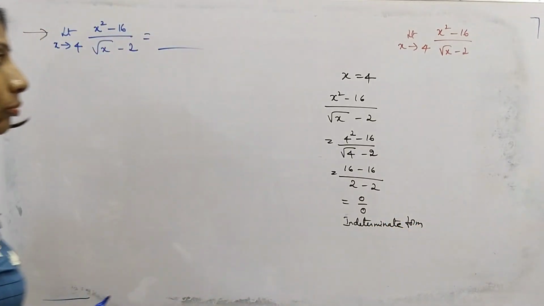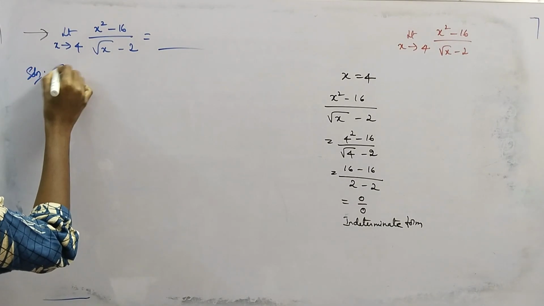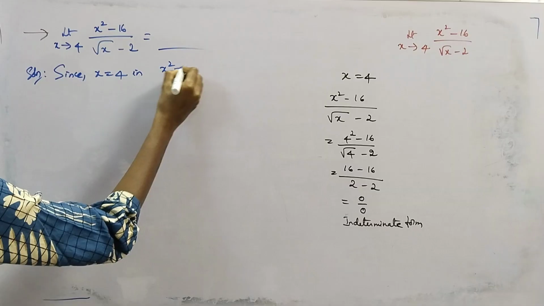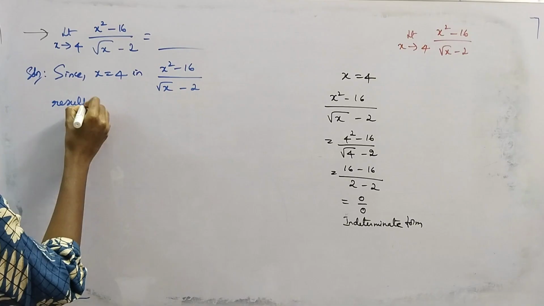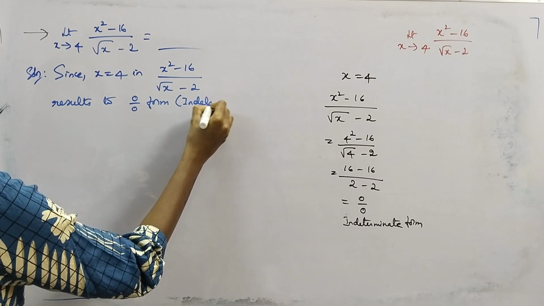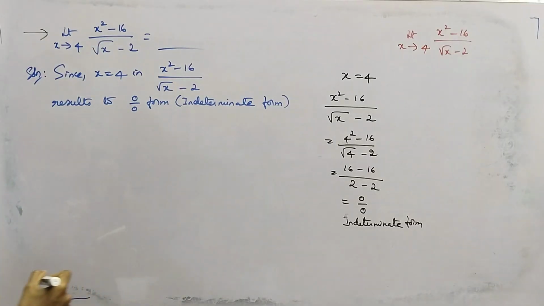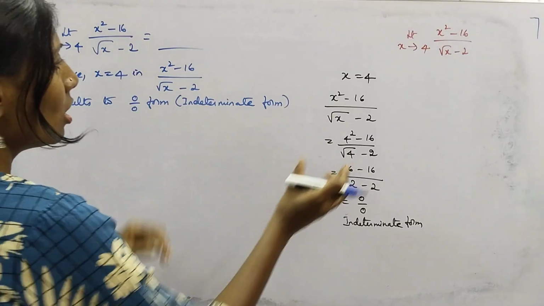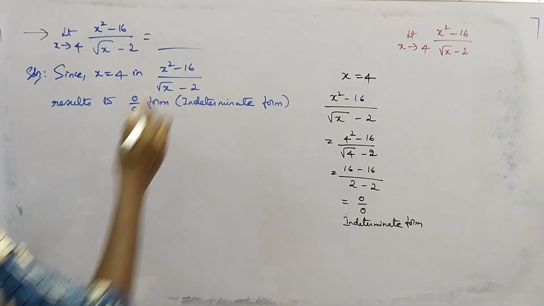Good. Now, coming to the problem. Since x equal to 4 in the expression (x square minus 16) by (square root of x minus 2) results in 0 by 0 form, which is an indeterminate form, here one more thing you need to observe is the limit of this expression is 0 and the limit of this expression is 0 as x tends to 4, right?